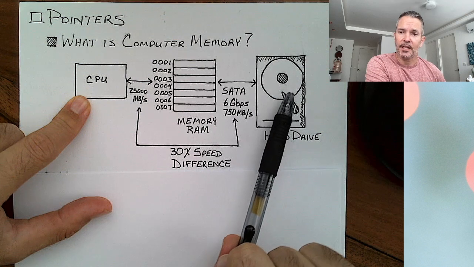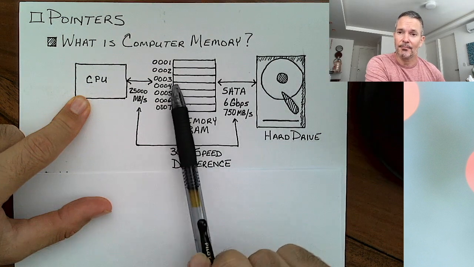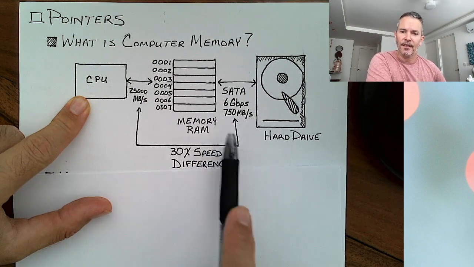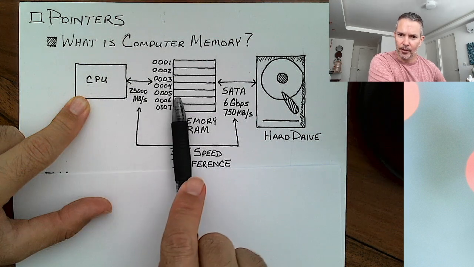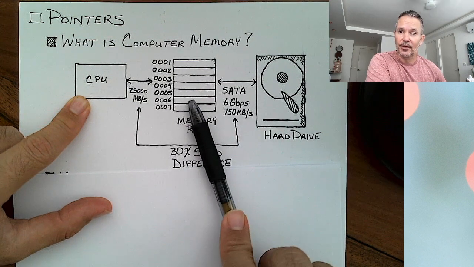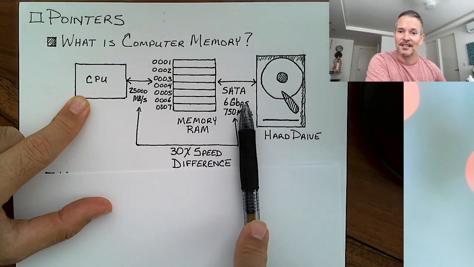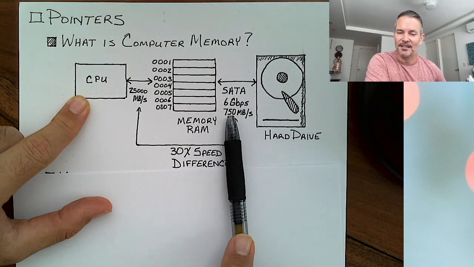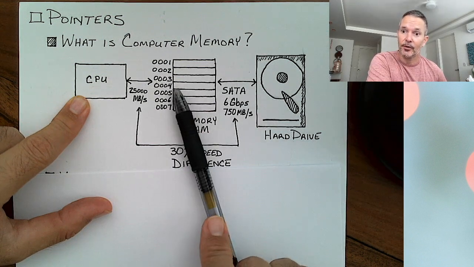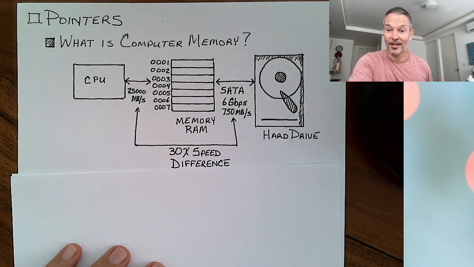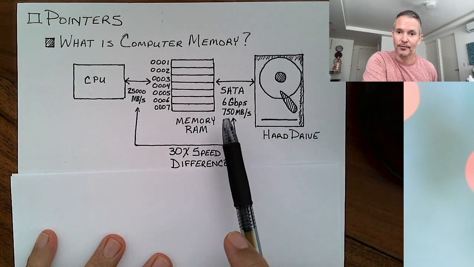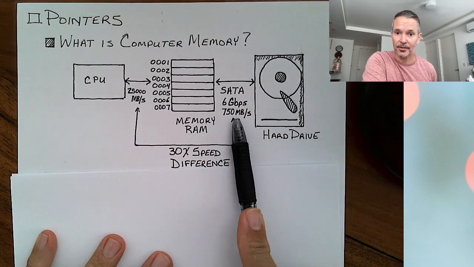The interface between the hard drive and memory is much slower than the interface between the CPU and memory. That is to say, data can be read and written from the hard drive and placed into memory at a speed of about 6 gigabits per second. That ends up being 750 megabytes per second of data that can move out of the hard drive into the memory or the other way. So the data can move into or out of the hard drive at this rate, about 750 megabytes per second.